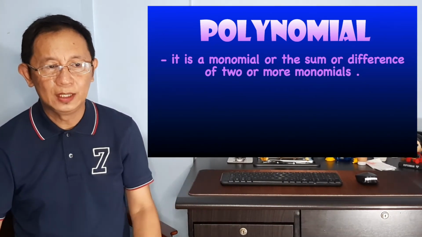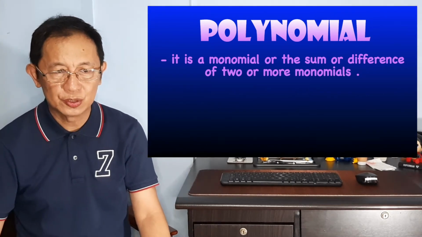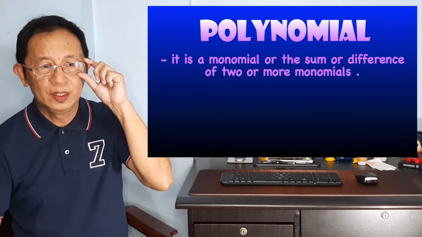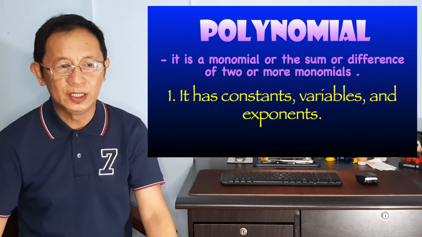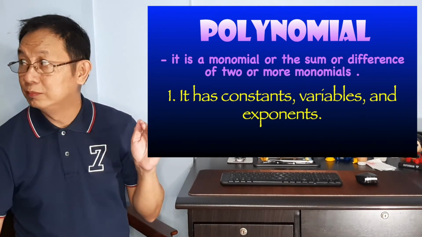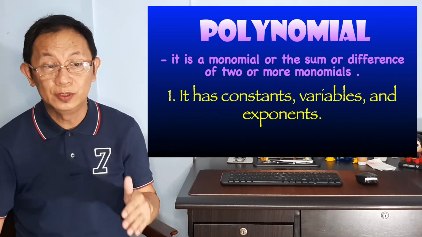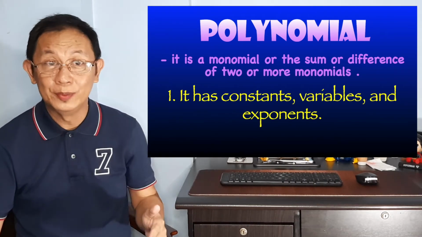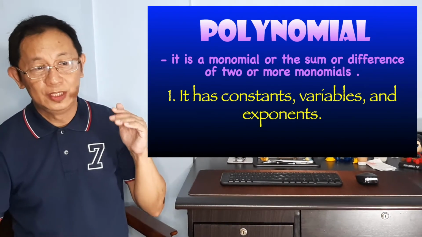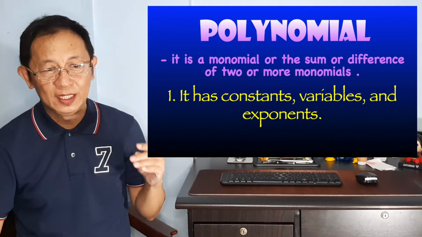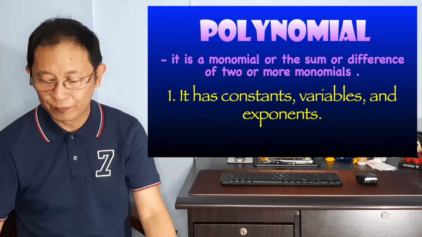For an algebraic expression to become a polynomial, may mga conditions tayo. There are 4 conditions. So, number 1 condition, it has constants, variables, and exponents. Pero hindi lahat ng may constant, may variable, or may exponents ay polynomial. Mamaya malalaman nyo kung bakit. So, that is the first condition. It has constants, variables, and exponents.